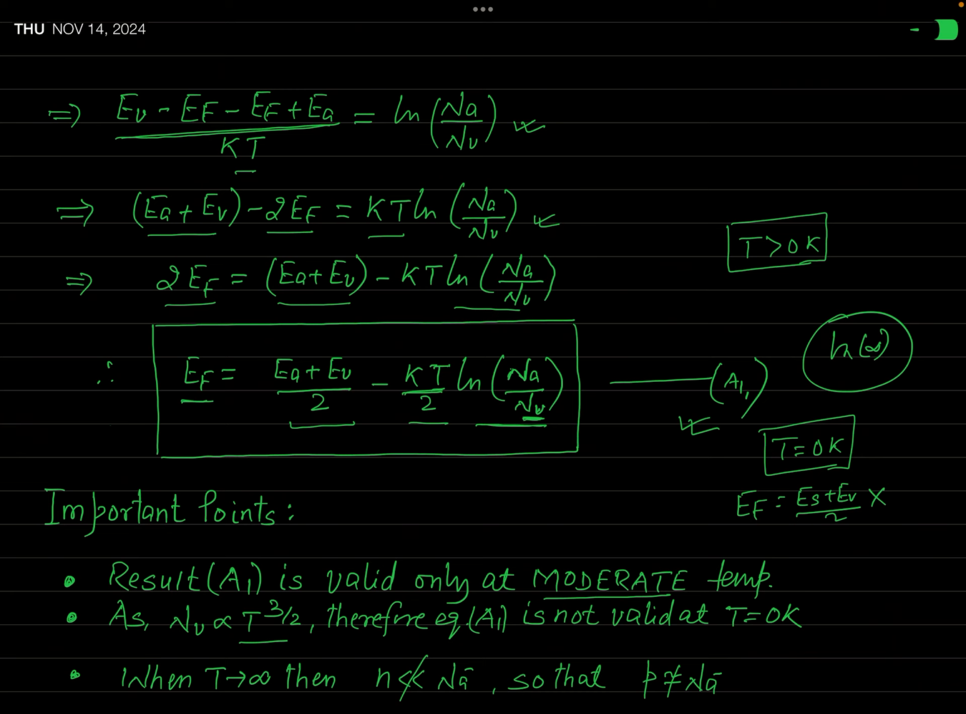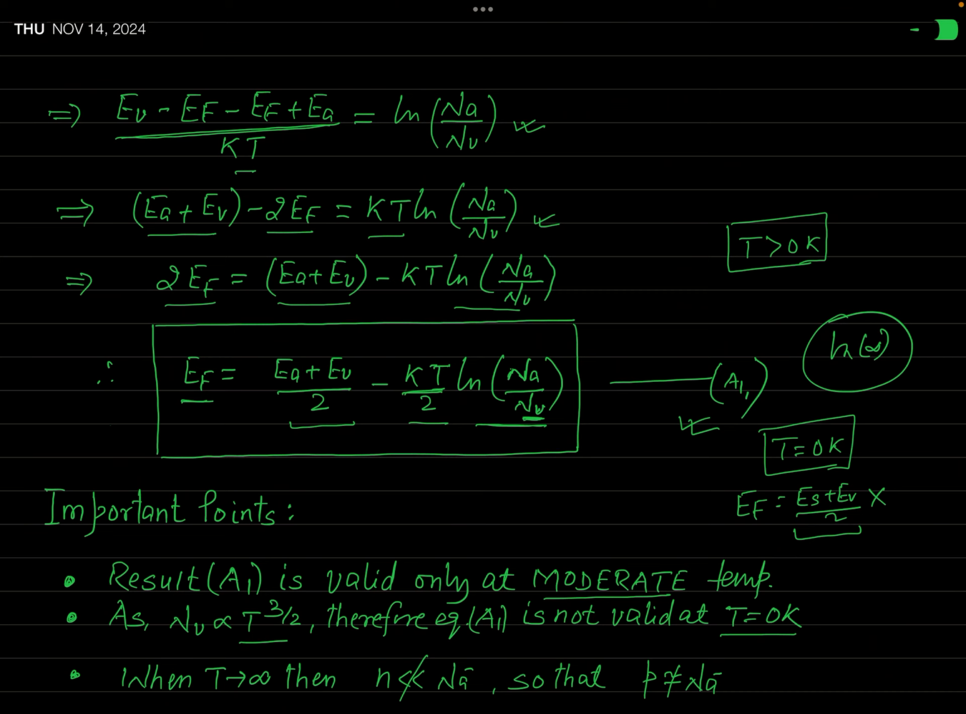It is not defined. It means we can't define EF by using this result at 0 Kelvin temperature. So I have told you that this result which we have obtained for the Fermi level of a p-type semiconductor is not valid when temperature is 0 Kelvin. Okay, and you cannot say that at 0 Kelvin temperature EF is equal to this much. You can't say. Okay, I think you have now clearly understood this fact.